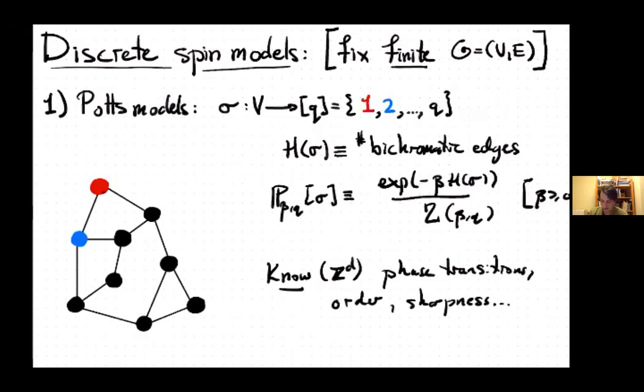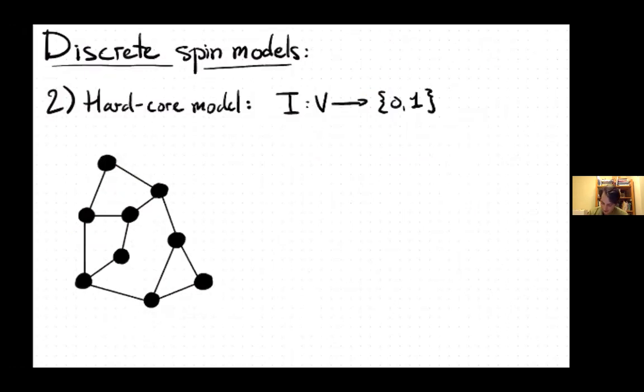Of course, from the computer science point of view, they're interested in basically arbitrary graphs, and then it's less clear what we know. So let me introduce the second discrete spin model that will play a role today. It's called the hardcore model. And again, this is one that many of you have heard about before, so I'll be a little more brief.